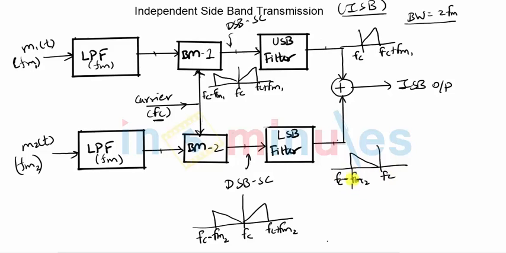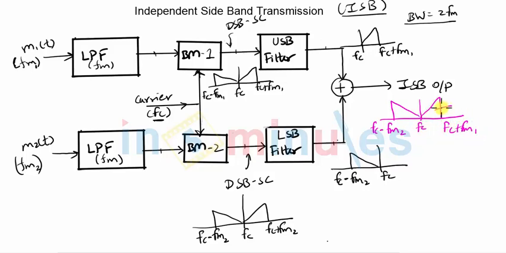And you can see that finally we are going to add the two outputs. So my final output which is added, I'm calling it ISB, independent sideband signal. If you observe carefully, because there is no overlapping in the frequency components, the upper signal contains frequencies from FC up to FC plus FM1, and the lower signal contains frequencies from FC to FC minus FM2 on the lower side. When you add the signals, linear addition will give you the overall frequencies starting from FC minus FM2 up to FC plus FM1.